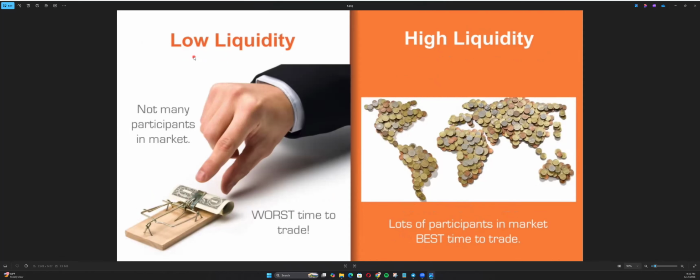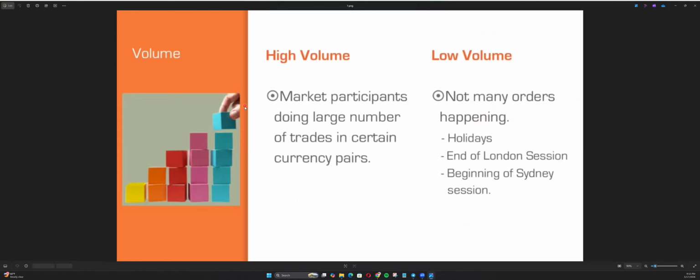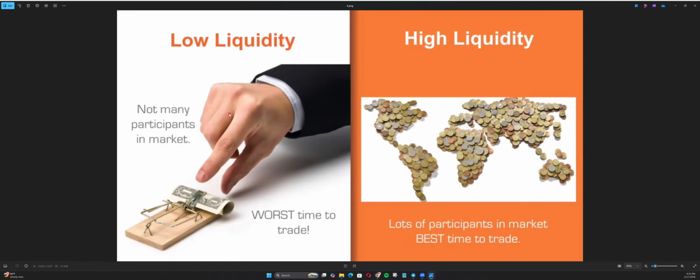On the other hand, liquidity talks about the participants in the market, the people in the market. I usually say something: liquidity talks about the number of people in the market, while volume talks about the quality of the people in the market. So you could have a low liquidity and a high volume. You could have a high liquidity and a low volume.